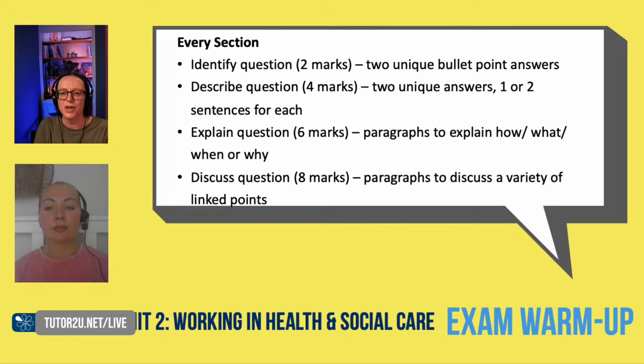In every section you'll have an identify question worth 2 marks, and to answer this you need to give 2 unique bullet pointed answers. You will then have a describe question worth 4 marks, and again you need to give 2 unique answers. This time you'll be writing 1 or 2 sentences. You'll then have an explain question for 6 marks, and you'll need to write in paragraphs to explain how, what, when or why something is happening or the importance of something. And then you'll finish each section with a discuss question for 8 marks, where you have paragraphs in your answer to discuss a variety of linked points.